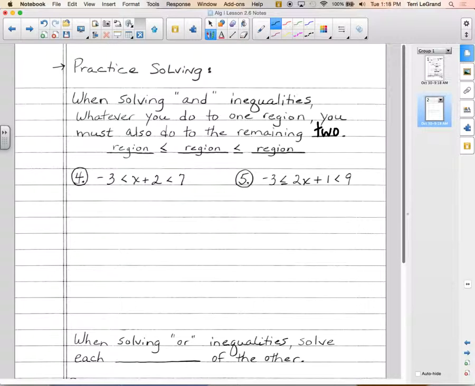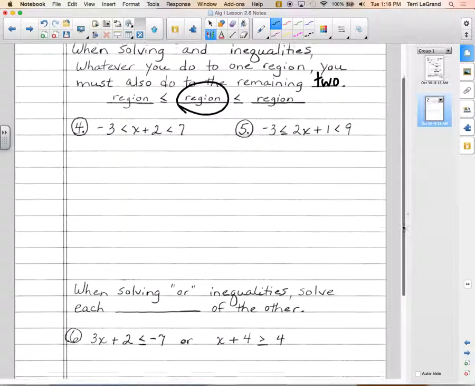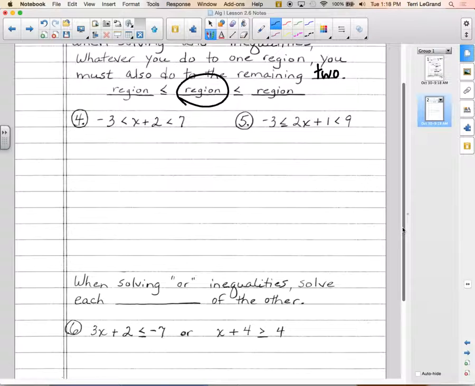Now, in an inequality, you're going to be looking at the middle region where the variable is, and you're going to say, what do I have to do to get that variable alone? And then whatever you do there, you're going to do in those other two regions also, okay? So let's look at number 4 here. What would we do to start solving that one? Christina? Subtract 2 to get x alone in the middle. So we would subtract 2, but we also have to go over here and subtract 2, and over here and subtract 2. You should be doing it 3 times in an and inequality. Whatever you do to one region, you must do to the other 2.